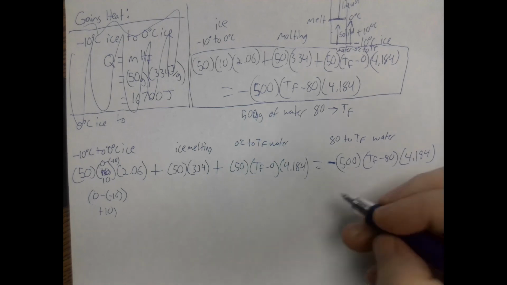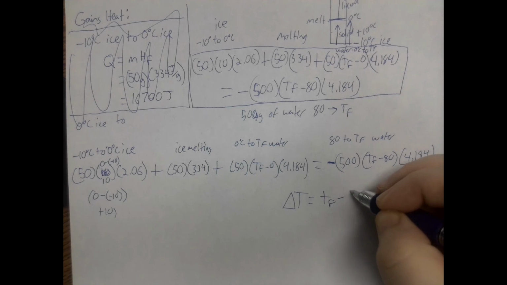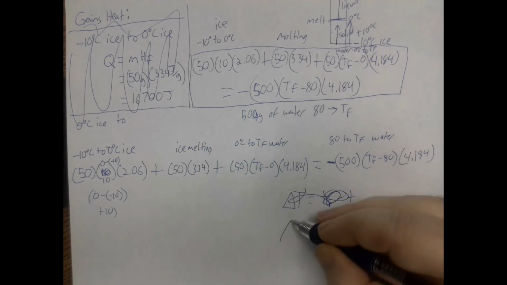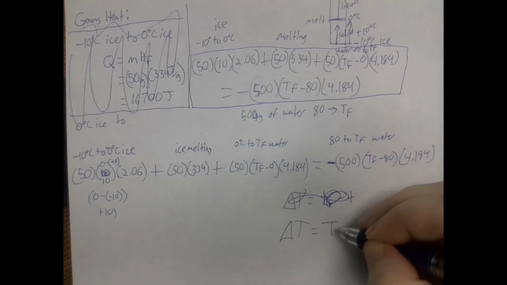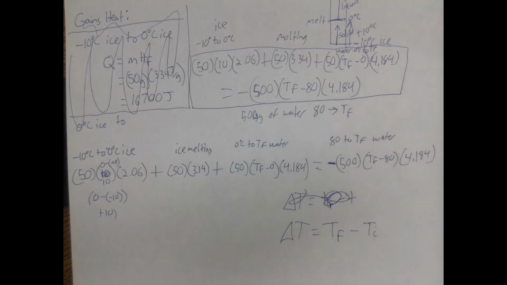And because delta T is always TF minus TI. Final minus initial. So the water began at 80 degrees Celsius, and after adding 50 grams of ice to it that was at negative 10, it cooled off by about 15 degrees, from 80 to about 65.